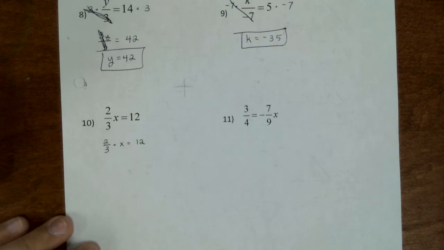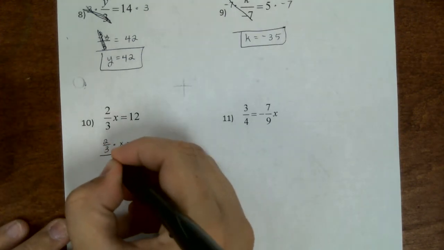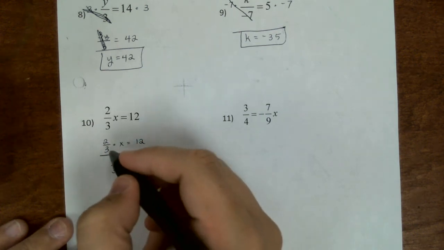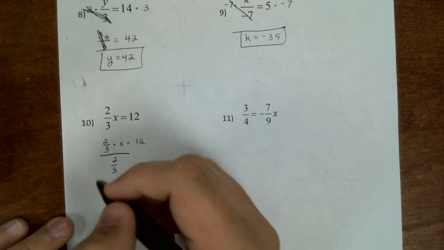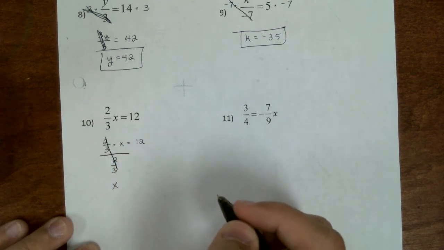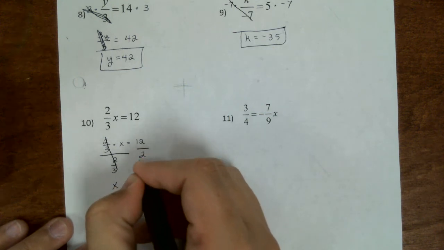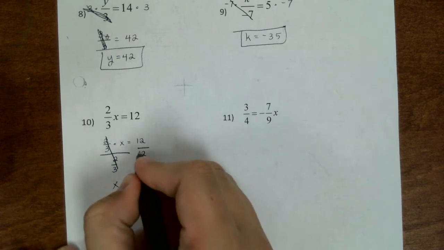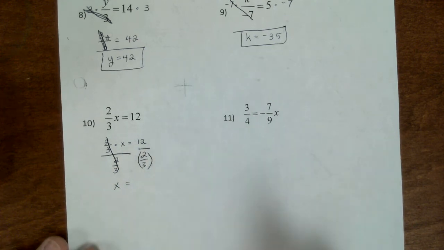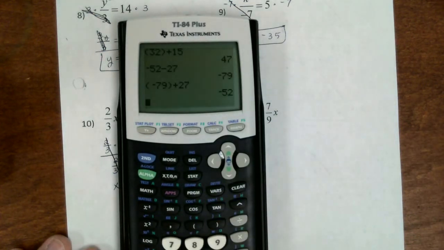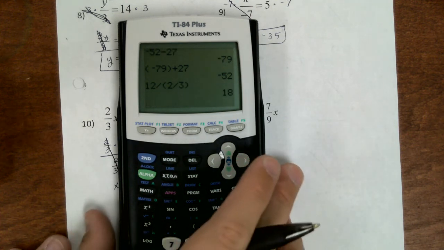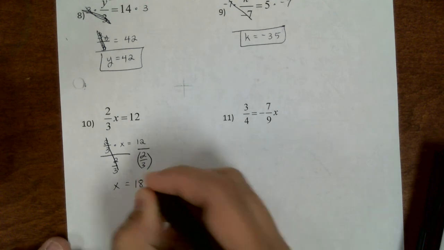So in order to undo multiplication, we need to divide by the same number that we're multiplying by. So the opposite of multiplication is division. So 2/3 x divided by 2/3, cancel out and give me x. Anything we do to one side, we need to do to the other side as well. So this would be 12 divided by 2/3. Any time that we divide by a fraction, you put that fraction in parentheses. Okay, so when we type it in, we get 12 divided by, open parentheses, 2 divided by 3, close parentheses. And we get 18 for our answer.